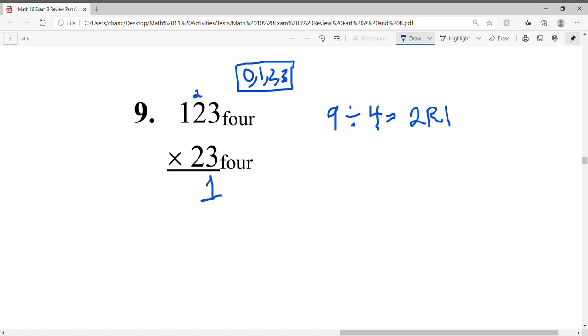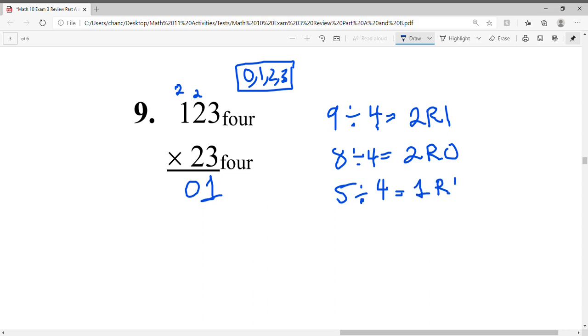2 times 3 is 6. 6 plus 2 is 8. 8 does not exist in base 4, but I know that's 2 remainder 0. Put a 0 here and carry the 2 over. 1 times 3 is 3 plus 2 more, that's 5. 5 in base 4 is equivalent to 1 with a remainder of 1. So we have a 1, and then I'll carry that 1 over.